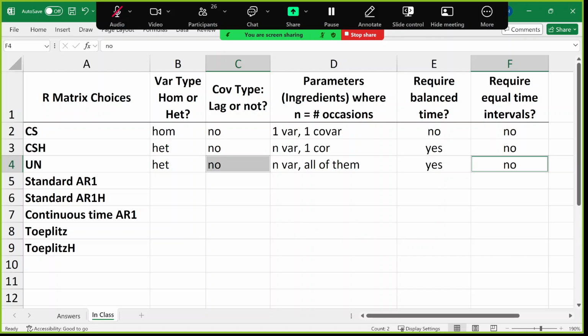So now, this is tricky, standard autoregressive. Do you want to explain this, Lisa? I can explain Toeplitz and Toeplitz heterogeneous. Okay? You want me to do these two rows? Yes, please. Or these three rows? Yes.